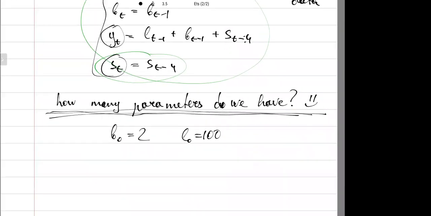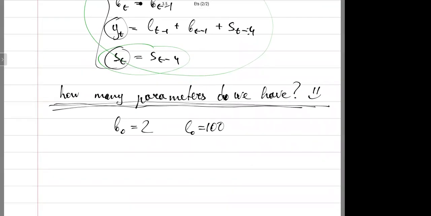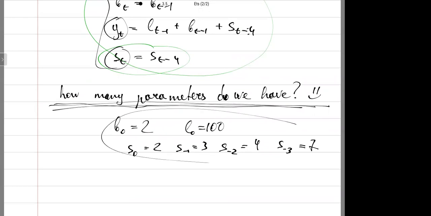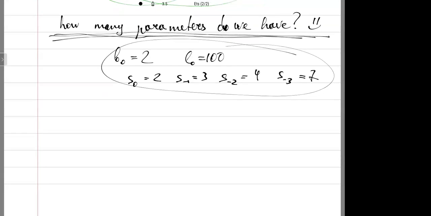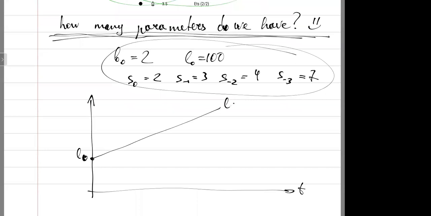That's a tricky question. There is a subtle trick there. If I specify, for example, S0 is 2, S minus 1 is 3, S minus 2 is 4, S minus 3 is 7, that will give me a very strange dynamic. Do you see why the dynamic will be very strange? Because your level will be there. This is L_t. They started at L0. It goes up by 2 every time. So you will have something like L_t.